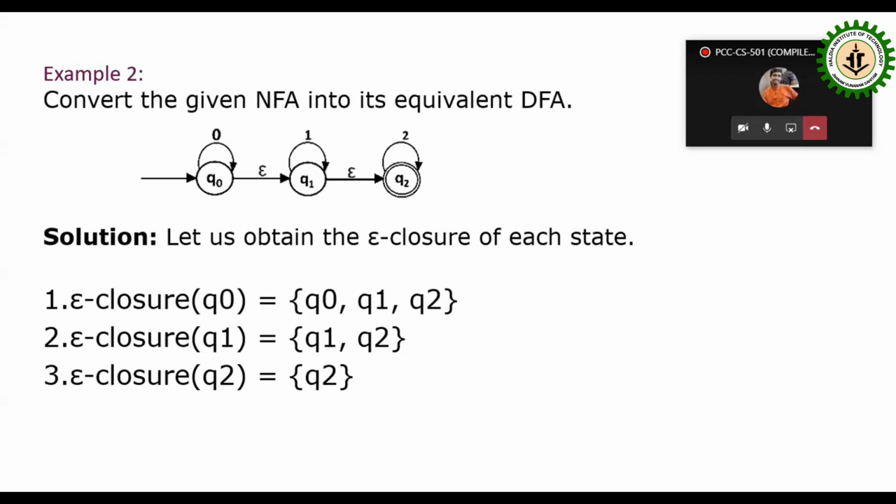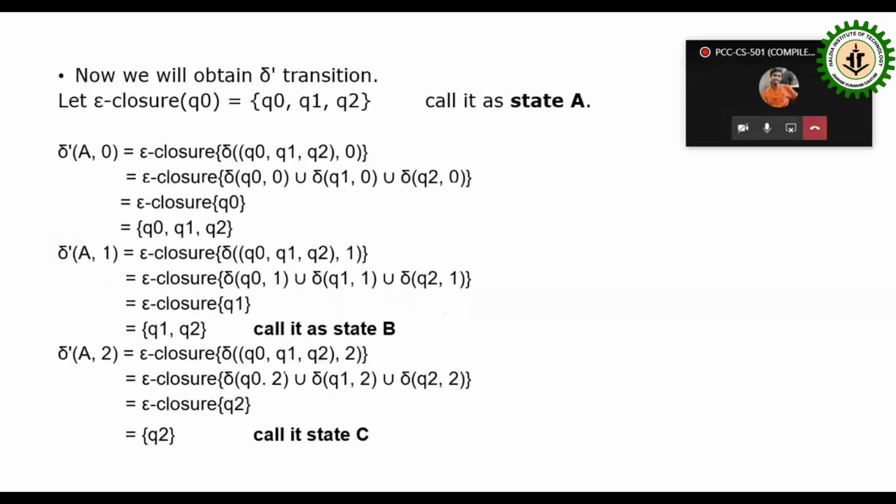Now tell me, any confusion here to find the epsilon closure of every node? Any confusion? Tell me. No, sir. So you already found the epsilon closure of every node. Any confusion? No, sir.